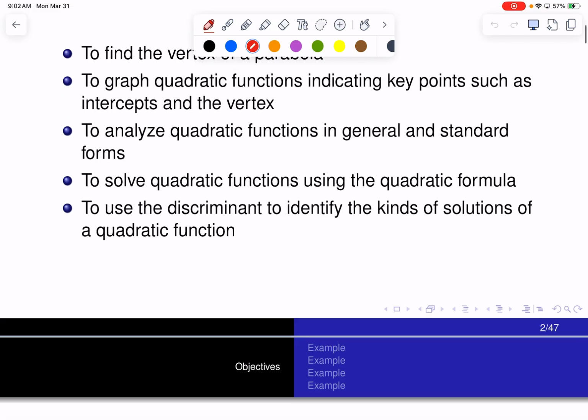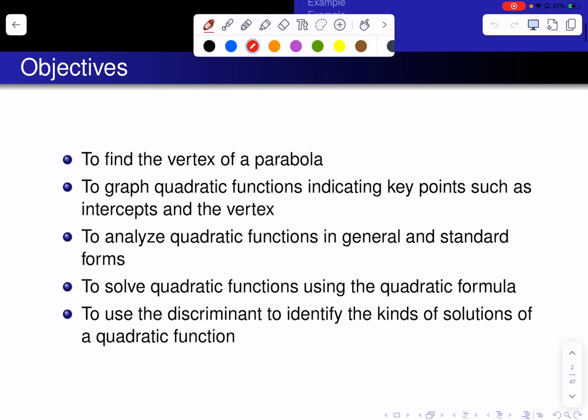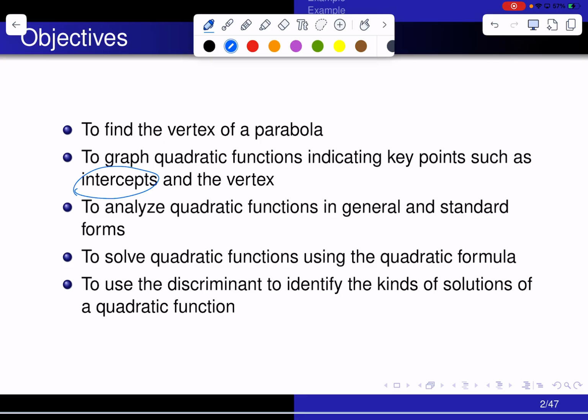Parabolas, U-shaped curves. We're going to be talking about how to find its vertex, indicating key points such as intercepts. And for intercepts, we're going to be really focused on x-intercepts, which we call zeros. And the vertex is going to either be the min or the max of the parabola.